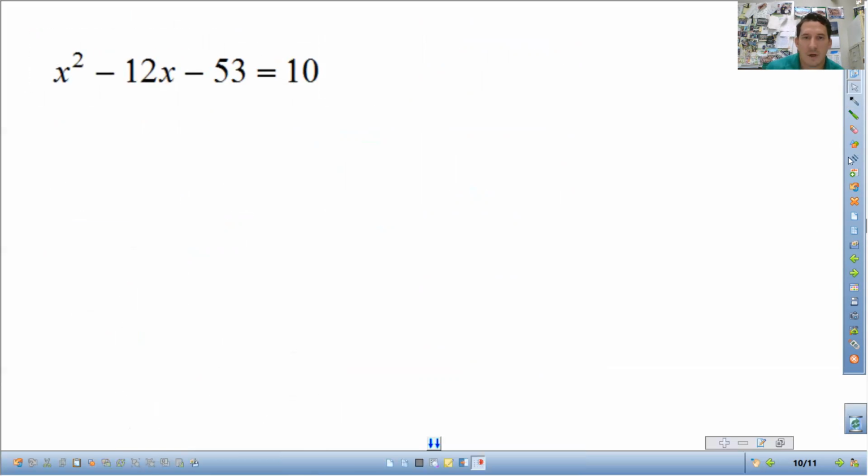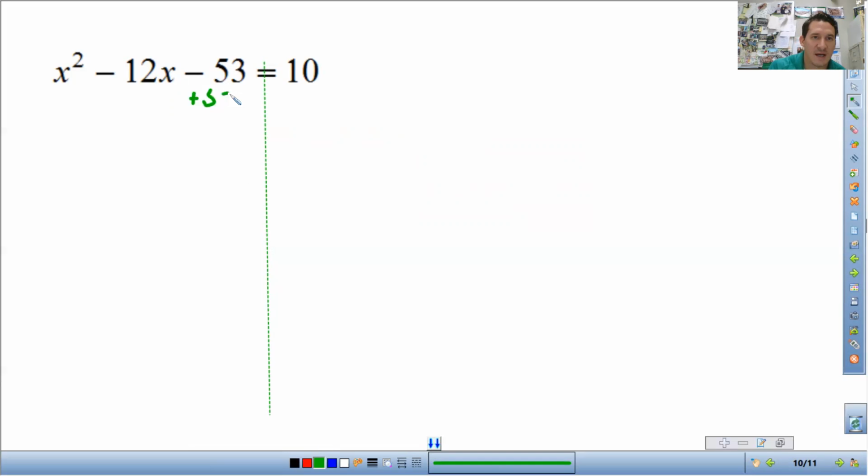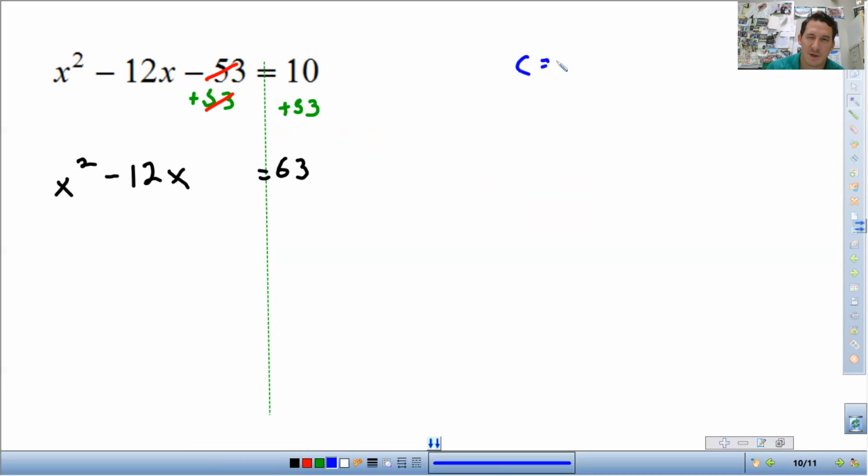All right, so first thing I'm going to do is I'm going to add 53 to both sides. I'm just going to complete the square on the one side. So it's going to be x squared minus 12x is equal to 10 plus 53 is 63. I'm going to complete the square on the left side. So I'm going to find my C value.